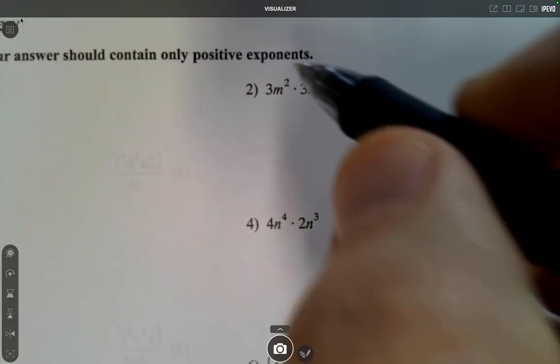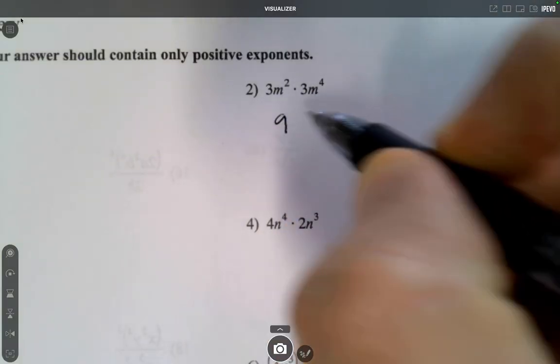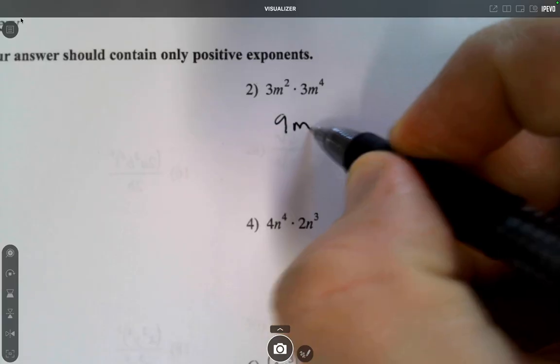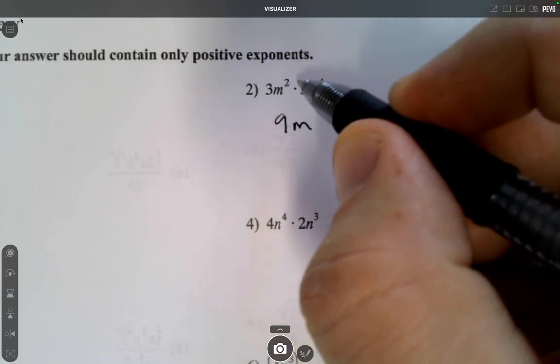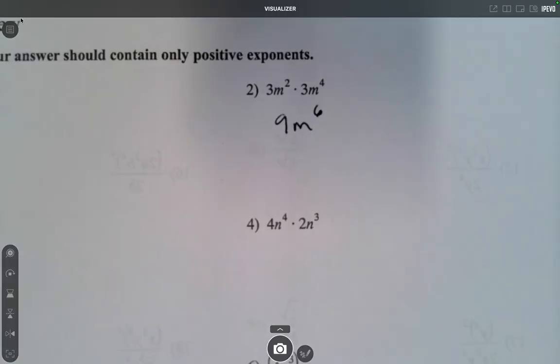Number 2, we first need to multiply the coefficients together. 3 times 3 is 9. And then when we're multiplying two things with exponents together, we add the exponents. 2 plus 4 is 6.